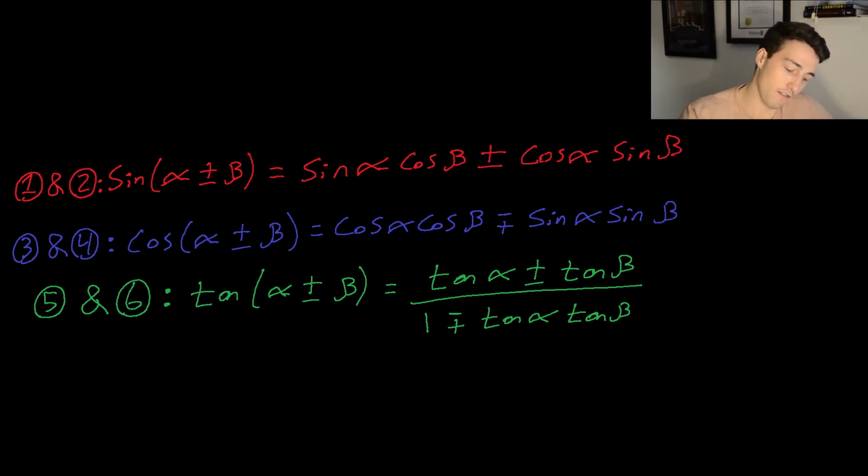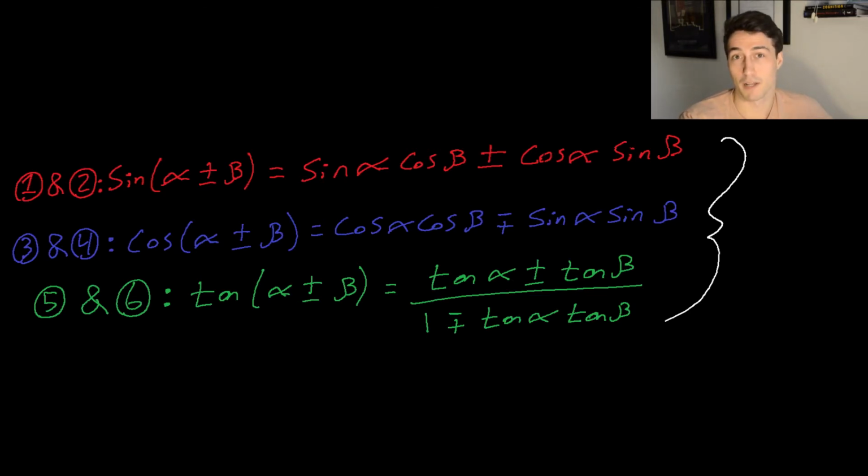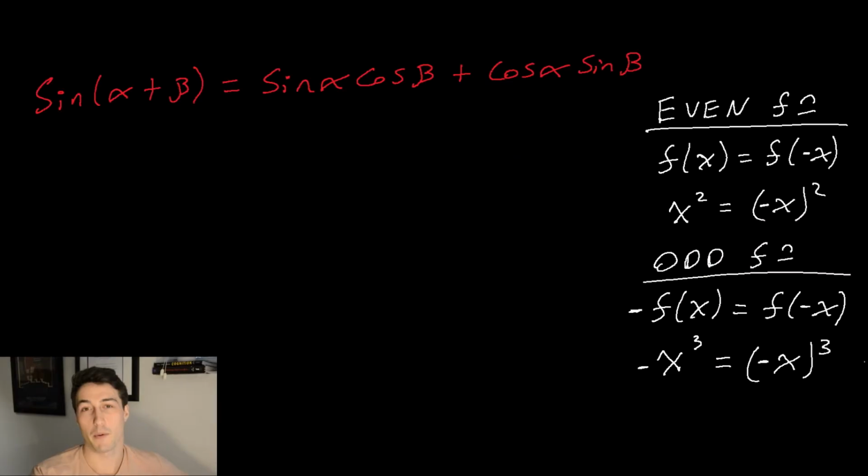So these are all of the formulas we're going to need, written more compactly, so we don't have to write out the addition and subtraction. And I'll show you how to get from the sine addition formula, so a plus b, to the rest of the formulas. So now we can actually start deriving.